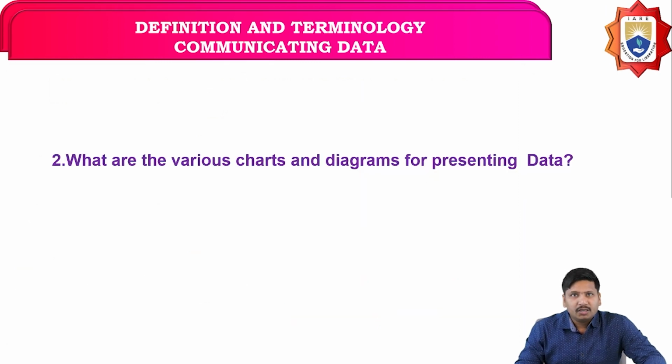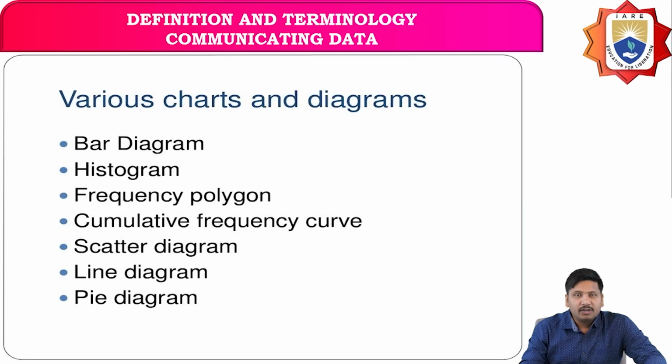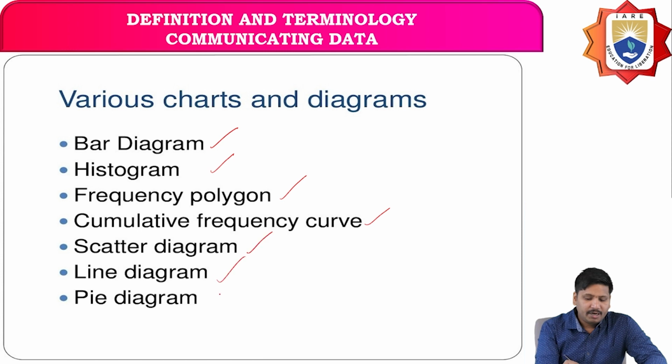And the next question is, what are the various charts and diagrams for presenting the data? For that we have some diagrams like bar diagram, histogram, frequency polygon, cumulative frequency curve, scatter diagram, line diagram, and pie diagram. So these are the various charts and diagrams we have for presenting the data.